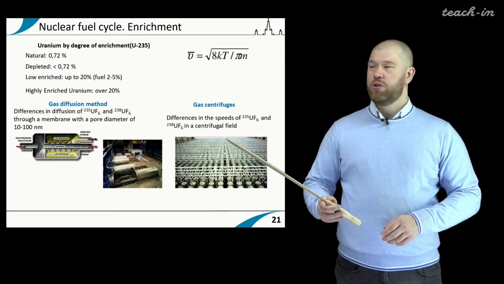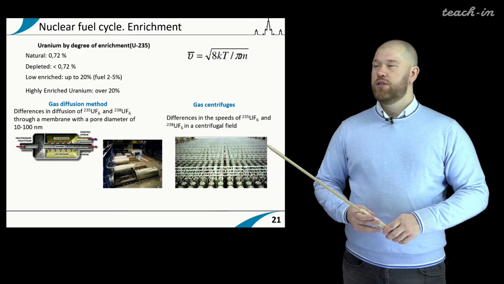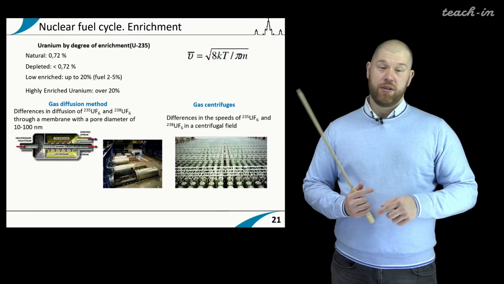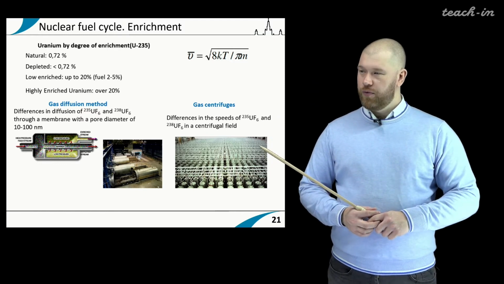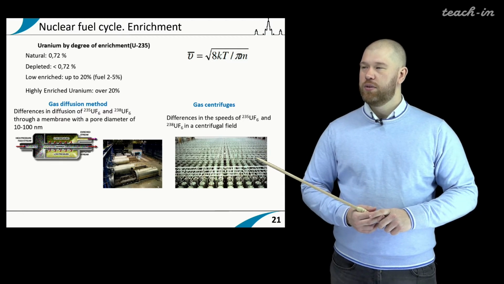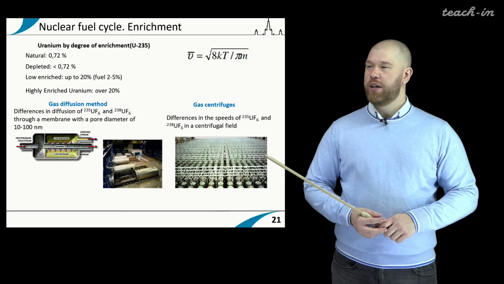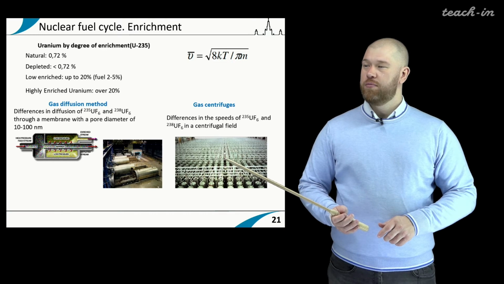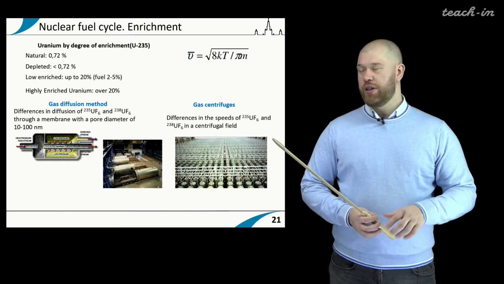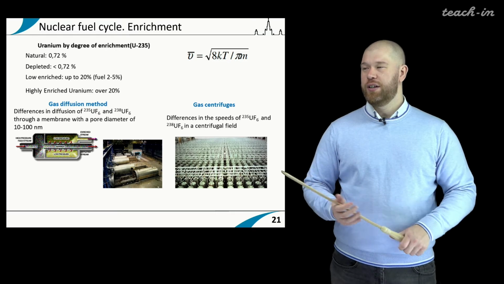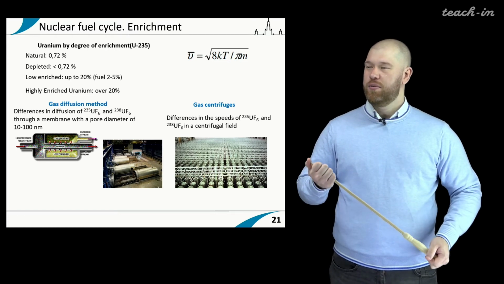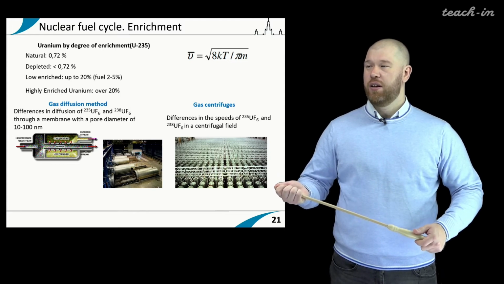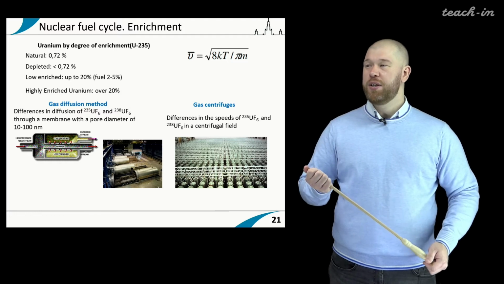The gas centrifuge works differently. There is no membrane, but there is a very big field that is produced by centrifugal forces. The rotating speed of this centrifuge is thousands of revolutions per second, so it is very fast. It's something like 100,000 per minute.